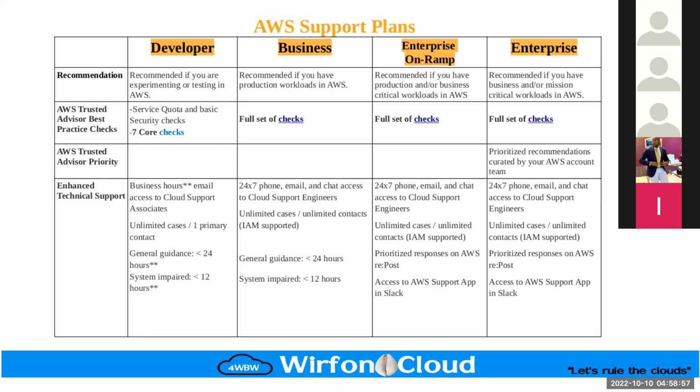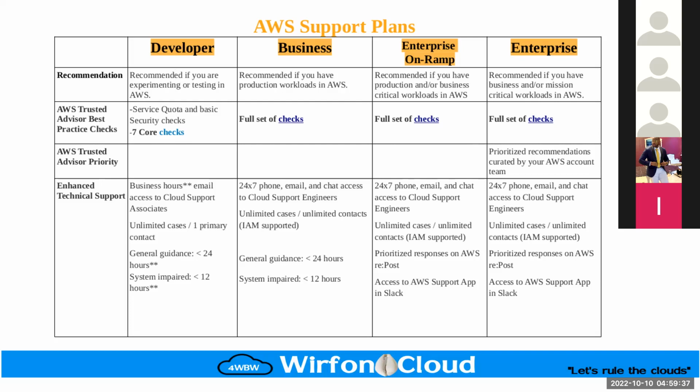Okay, the second one, under developer, service quota and basic security checks. And we have the 7 core checks. Business, we have a full set of checks. And under enterprise, let me just interrupt. Always make sure you mention, because this is very important. Don't leave this out, because this is what they are referring to here. So you are talking about the AWS Trusted Advisor best practice checks. Yeah. So you have now said that for the developer, you have the service quota and basic security checks, and it covers the 7 core checks.